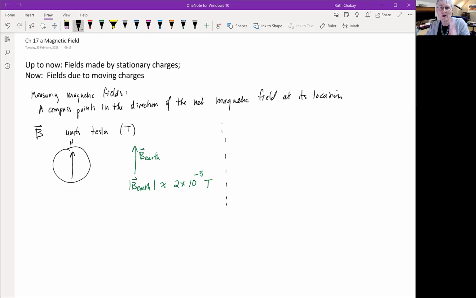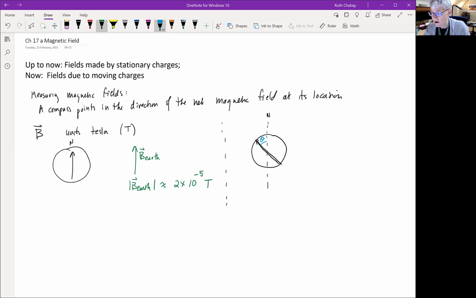Now, there are various things that can make a compass not point north. If there's something else that has a magnetic field nearby the compass, then the compass is going to point in the direction of the net field, which is the field due to the Earth, which is always there, and whatever other thing it is, a wire or a magnet or something like that. So we might see a compass needle, instead of pointing north, point at some angle to north. We'll call the angle theta.